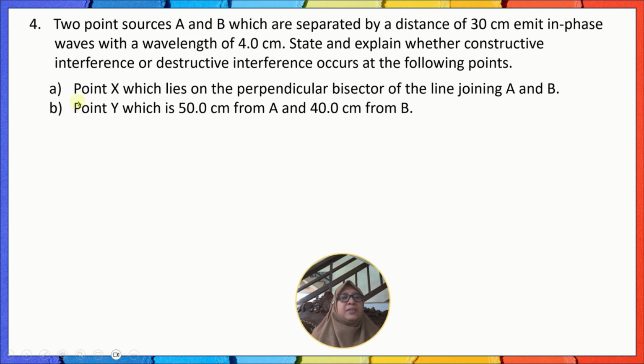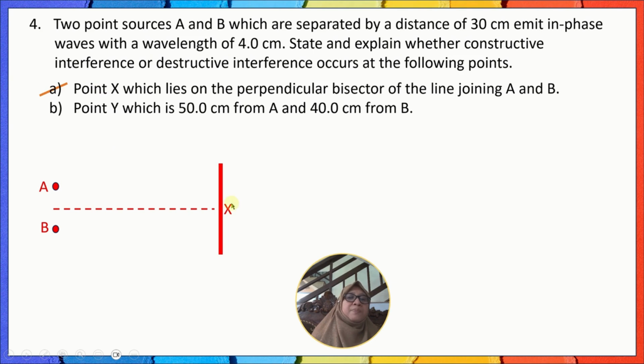So we do A first. Point X lies on the perpendicular bisector of the line joining A and B. So how to imagine this? We draw point A and B. Okay, so this is the screen. And the bisector we draw in between A and B, so the line in between reaches the screen here. Let's say we name this point X.